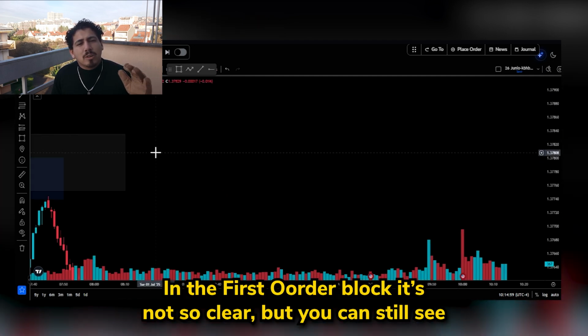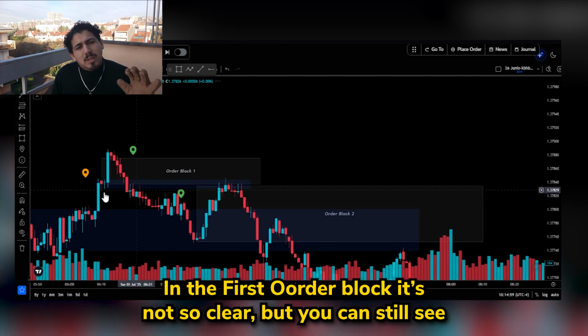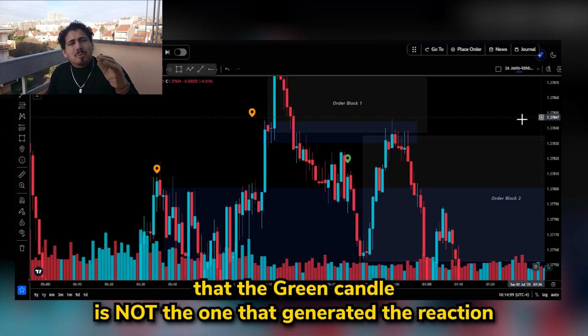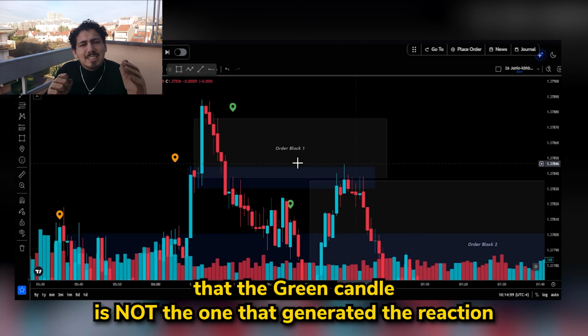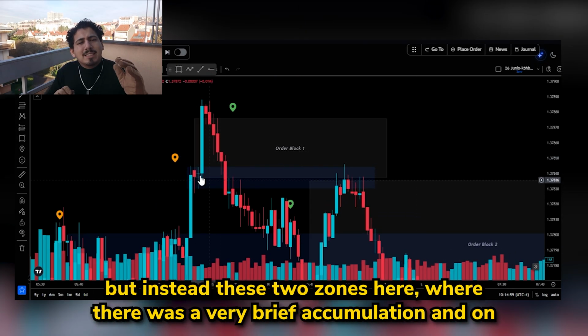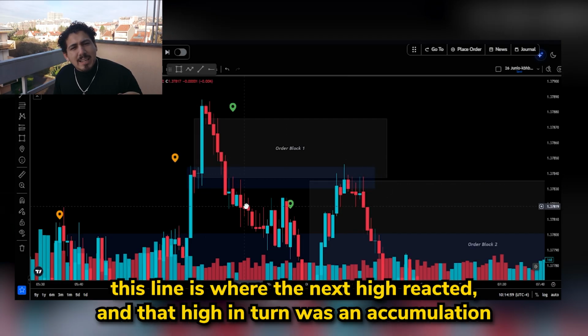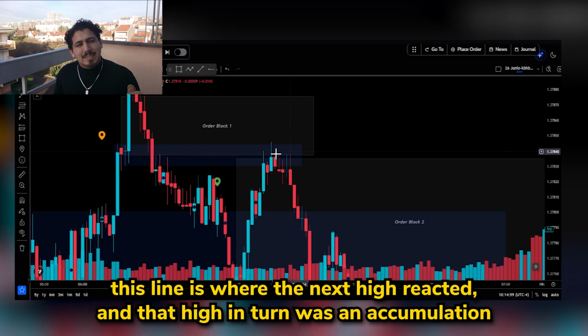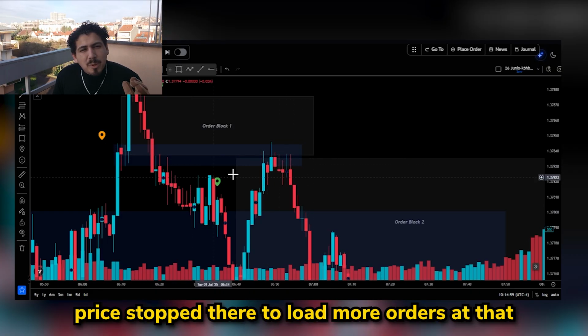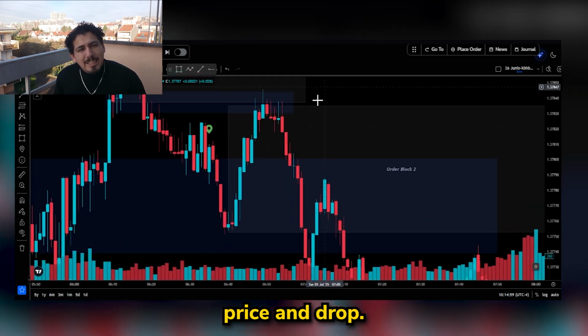In the first order block, it's not so clear, but you can still see that the green candle is not the one that generated the reaction, but instead these two zones here, where there was a very brief accumulation. And on this line is where the next high reacted, and that high in turn was an accumulation. Price stopped there to load more orders at that price and drop.